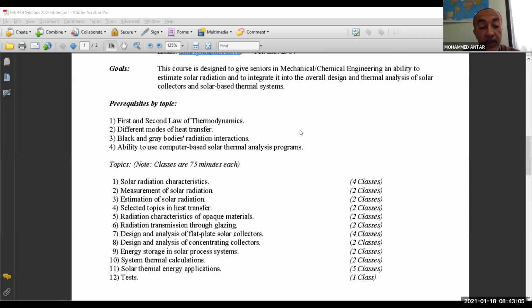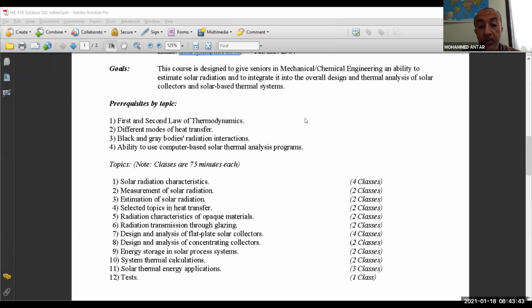Then, getting more specific into applications, we talk about flat plate collectors and concentrating collectors, storage of energy, and then solar thermal calculations. We're getting into solar energy being a part of the whole system. And through these applications, we are going to cover some topics related to, as I mentioned, collectors, PV panels, as well as some other applications. And then there is one class whose time is going to be dedicated to the midterm.